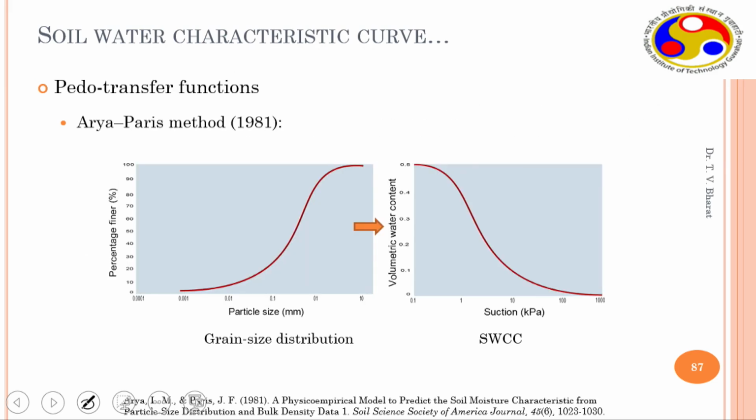So essentially the Arya-Paris method is based on the grain size distribution curve. Both are S curves, interestingly, the particle size distribution as well as the SWCC, right? So from here we are trying to predict the soil water characteristic curve.